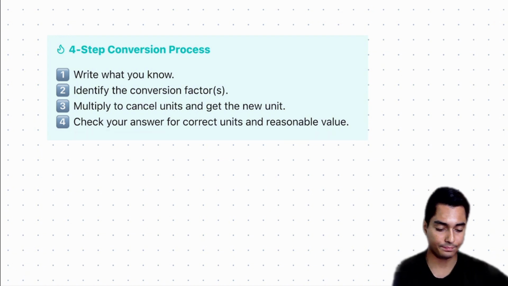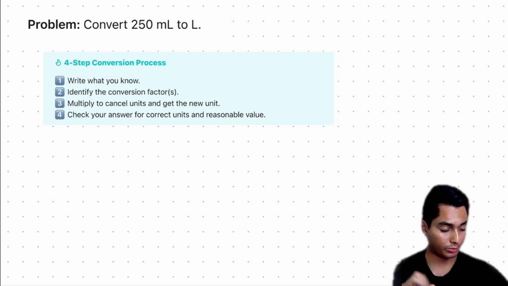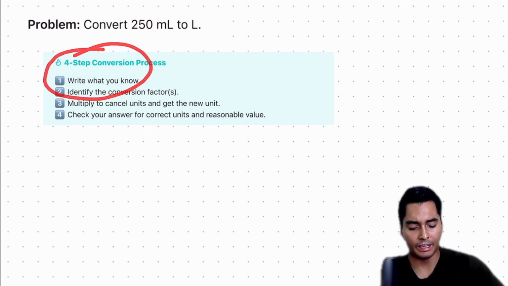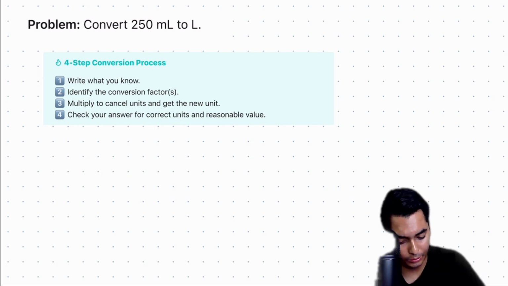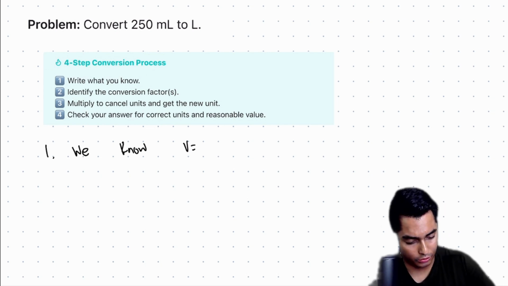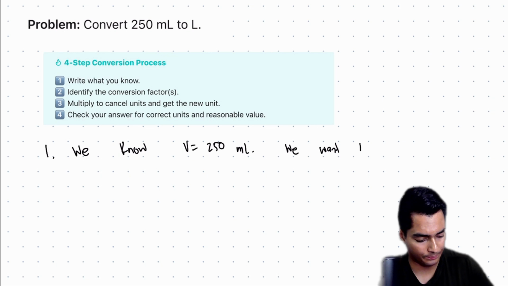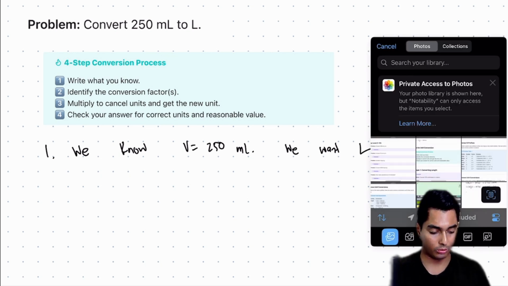All right. So we're going to do this super systematically, and some of you might find this really easy, and some of you might find this a little bit more challenging. So have this 4-step process with you handy. Step 1 is to write down what you know. What we know is volume is 250 milliliters, but we want liters.